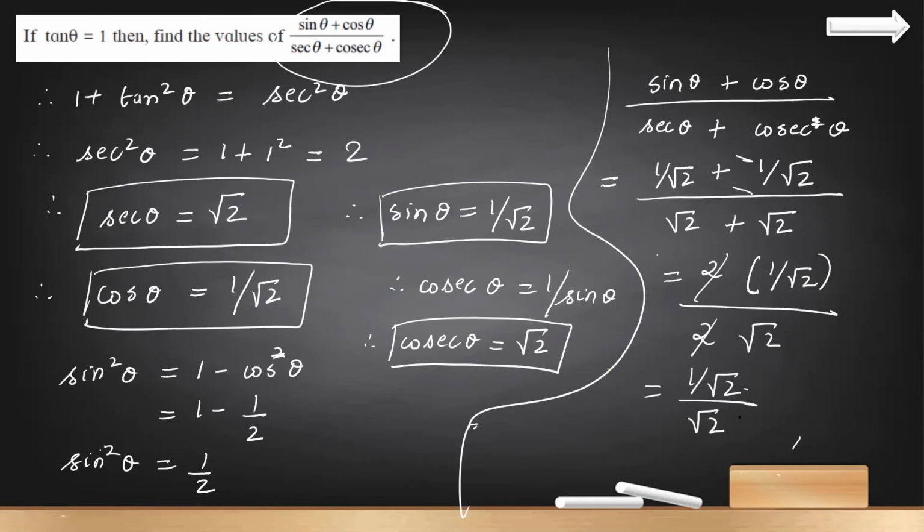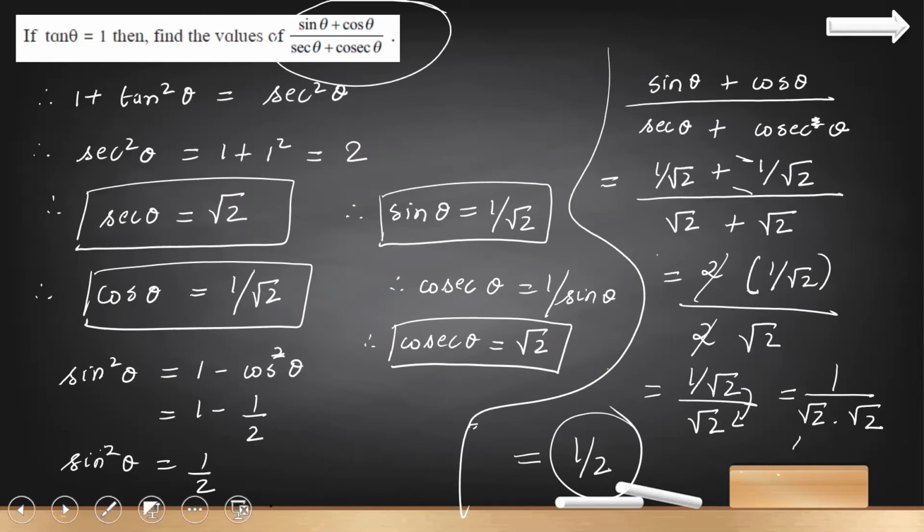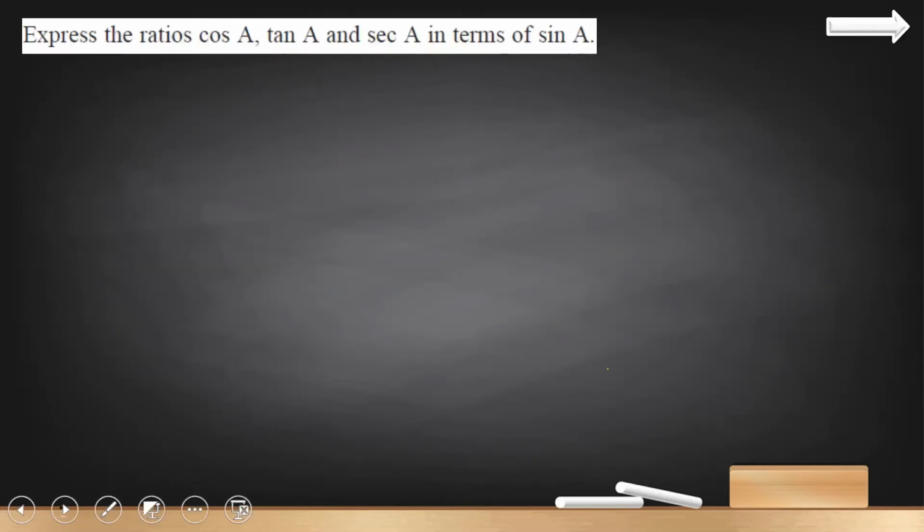upon root 2. This root 2 will come up, go down. So this is 1 by root 2 into 1 by root 2. So root 2 into root 2 is 2. Hence, this entire thing is equal to 1 upon 2. So the value of this is 1 by 2. Okay, getting me? It's quite simple. Right, let us go to the next.